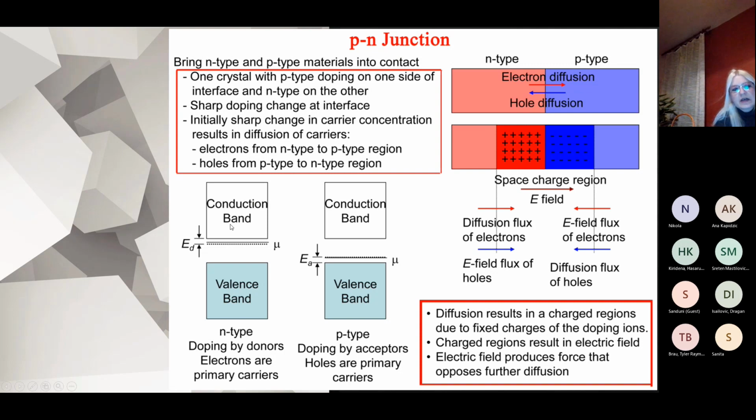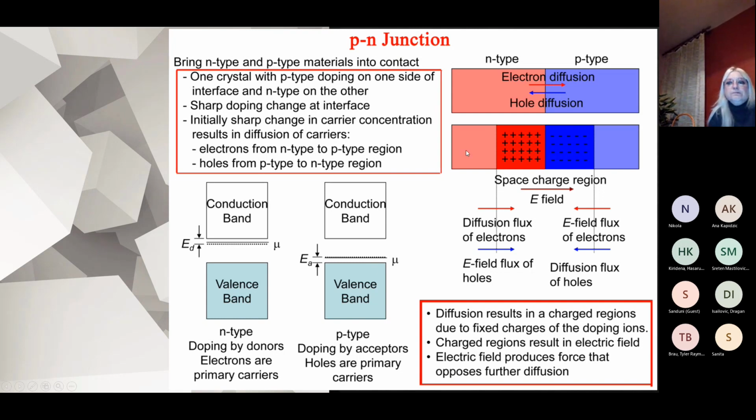And if the concentration of the electrons is higher, then the chemical potential will be closer to the bottom of the conduction band. And for the P-type dopant, it is basically the opposite. We have a valence band which is full, and the chemical potential shifted to the top of the valence band. And if we have a higher concentration of holes, the chemical potential will be closer to the valence band.